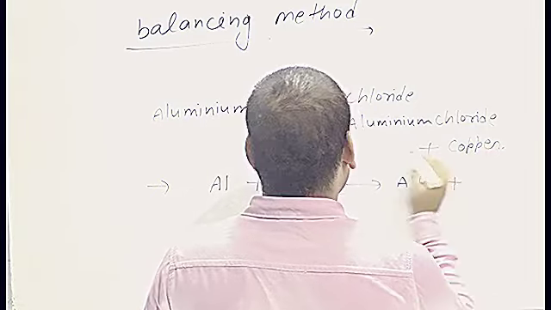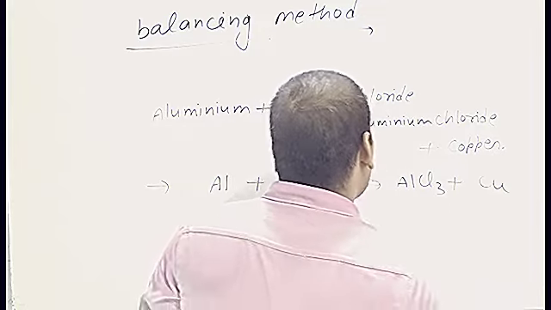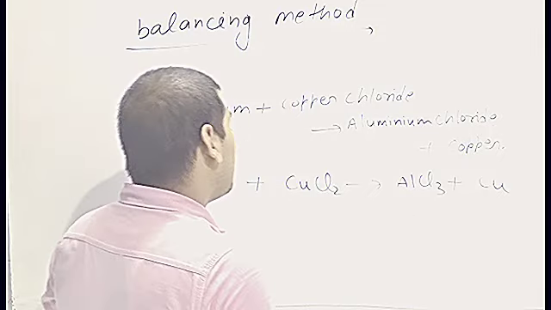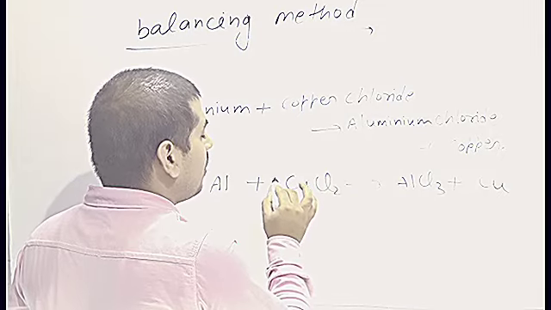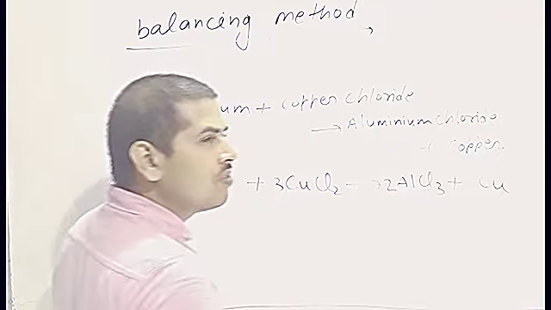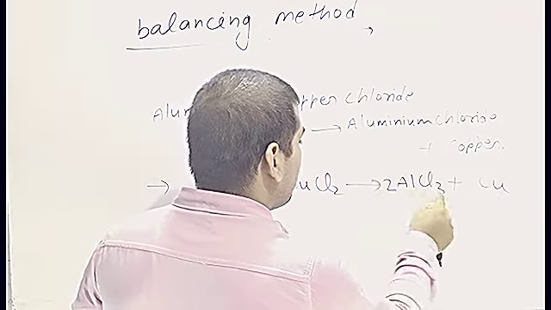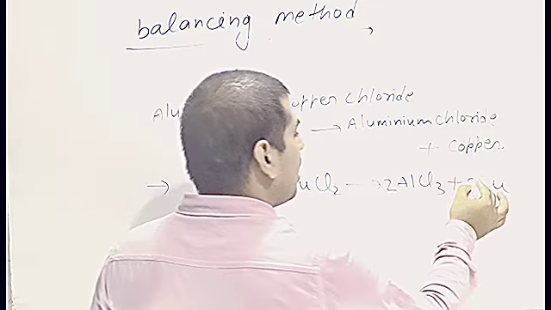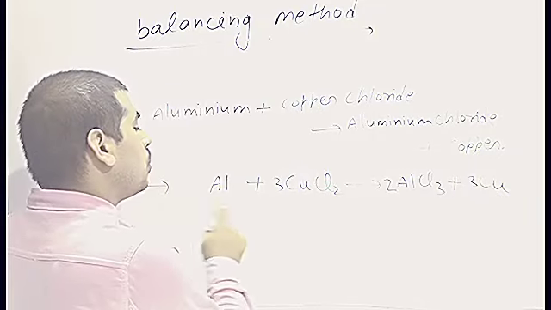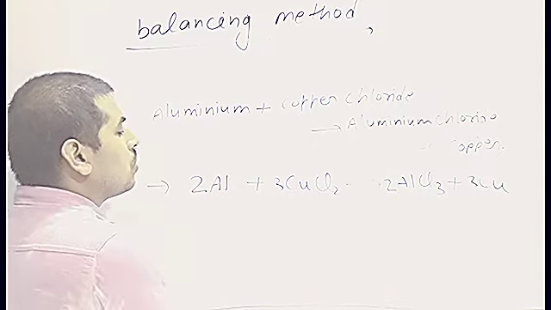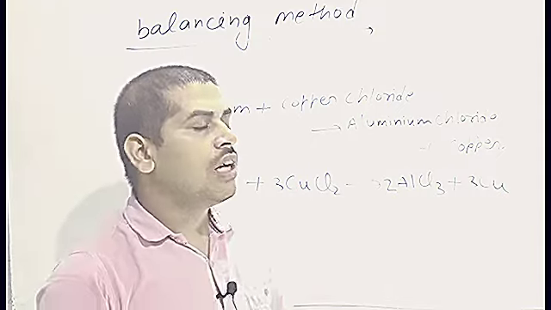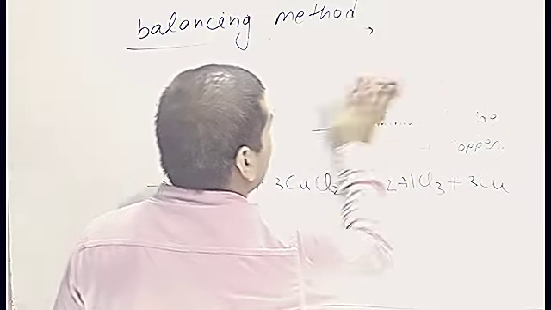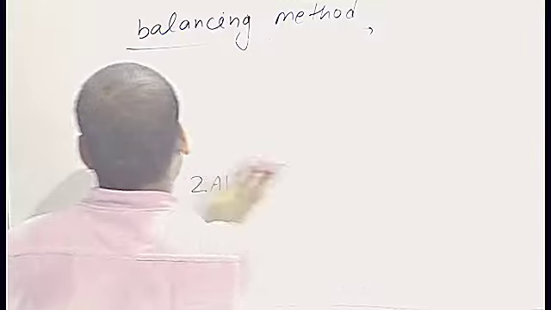AlCl3 plus copper means Cu. So the total number of chlorine is here 2 and here 3. So we have to multiply by 3 and 2. Just exchange these numbers. Okay. So here the total number of Cu is 3 and here the total number of aluminium is 2. So this is the balanced equation. Now this is the balancing method, hit and trial method. Okay.